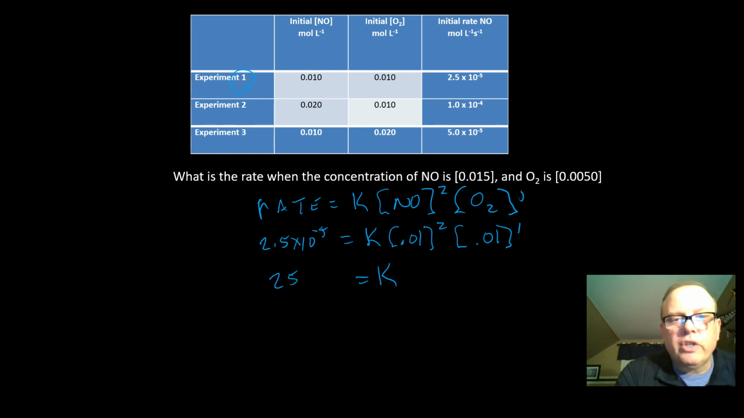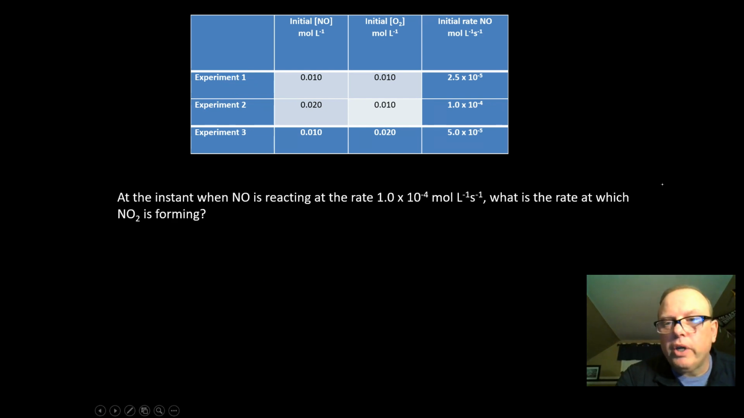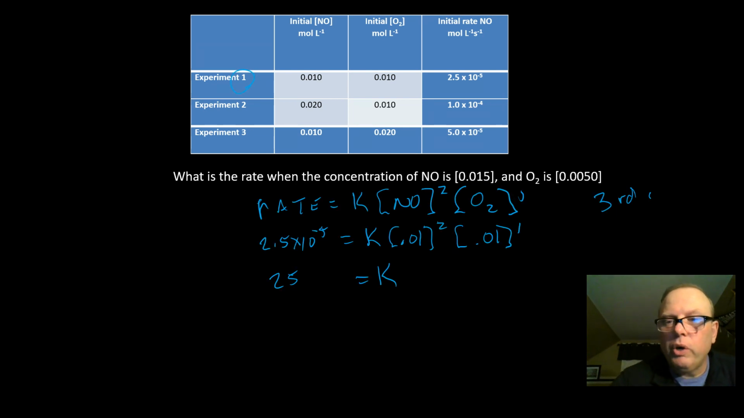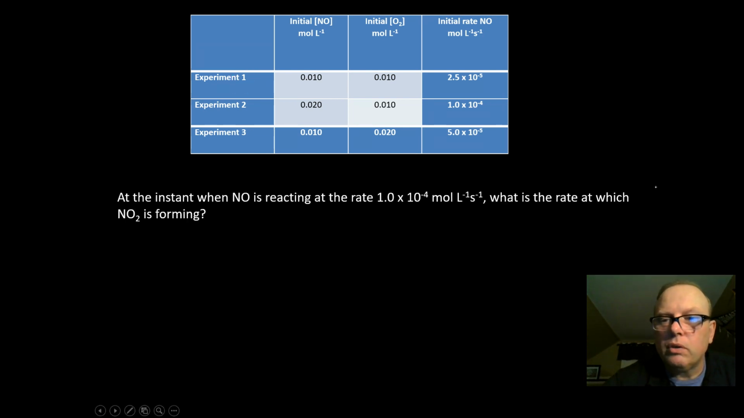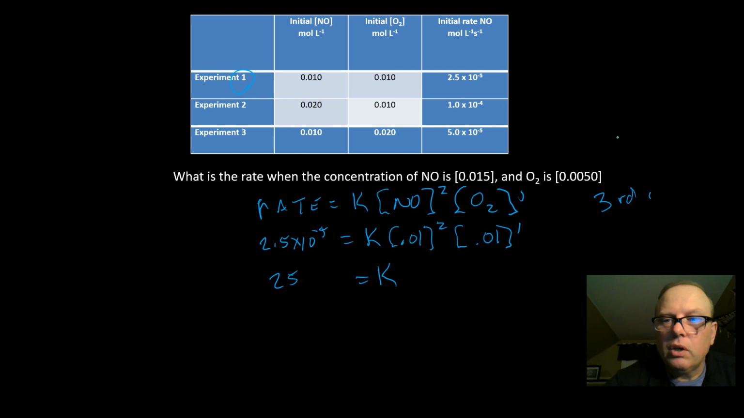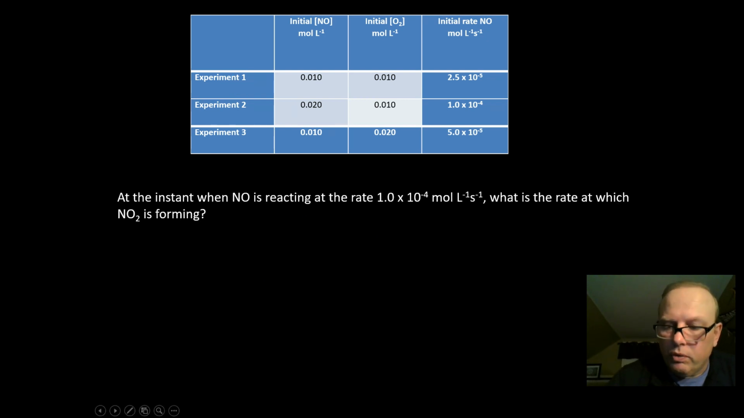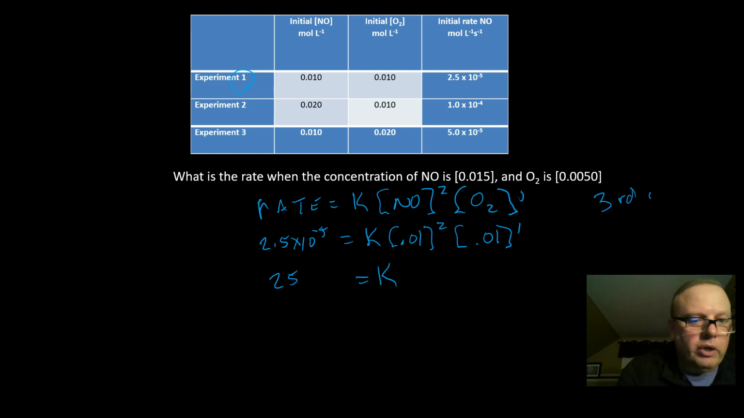The actual units for this, because this is what is called a third order, where do I get third order from? Well, third order comes from this: this is 2 and this is 1, and you add them together and it makes third order.